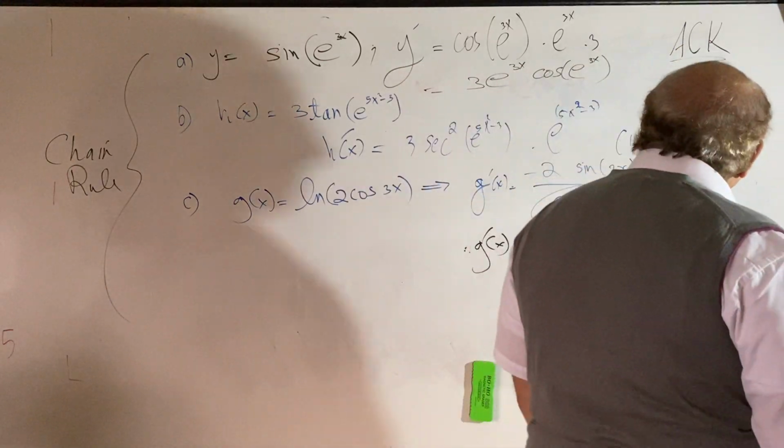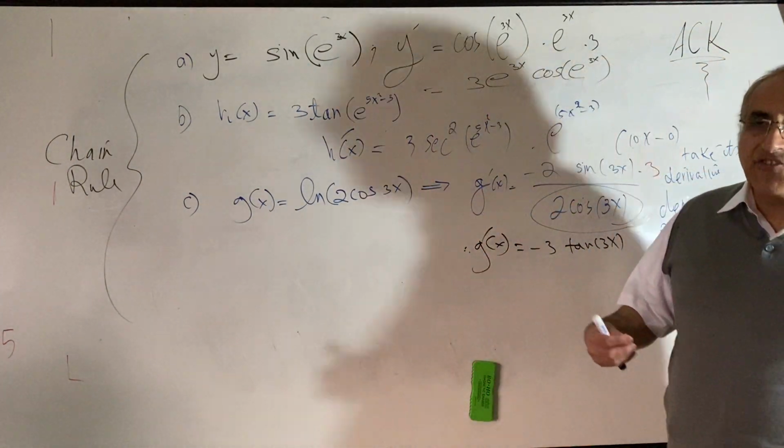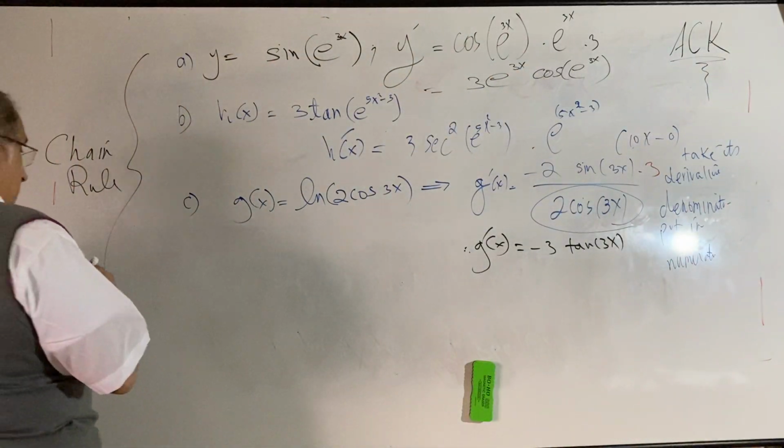All right? And that's the beauty of chain rule. You think systematically. Number D.